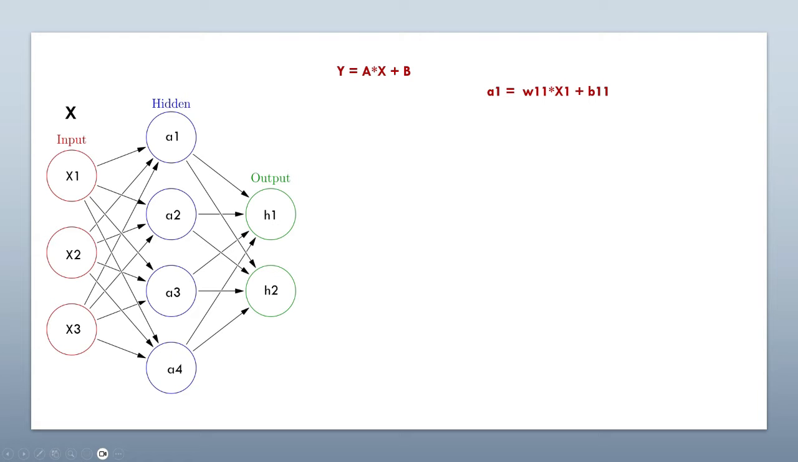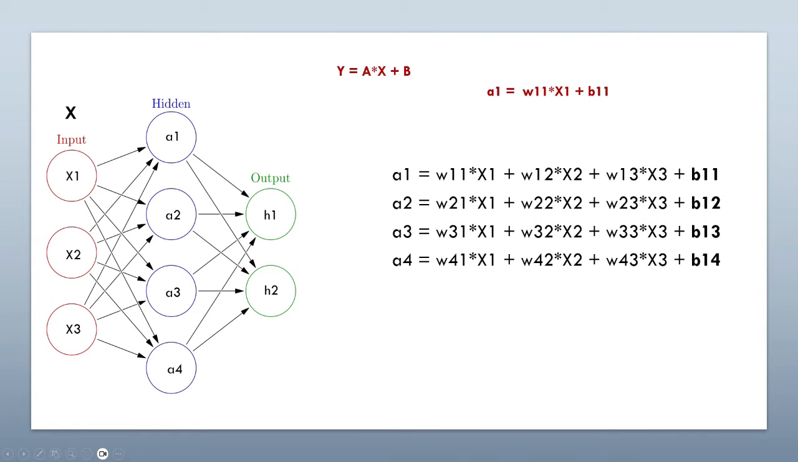Now consider x1, x2, x3, all of them, and see how it works. A1 becomes W11 times x1, plus W12 times x2, plus W13 times x3, plus B11. So we have to initiate these three weights, multiply with x1, x2, and x3, and then add B11, the bias term. And we do the same with A2. We have to initiate three other weights: W21 times x1 plus W22 times x2 plus W23 times x3 plus B12. And the same way you can calculate A3 and A4 as well.